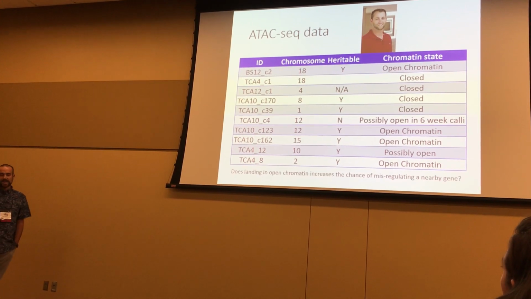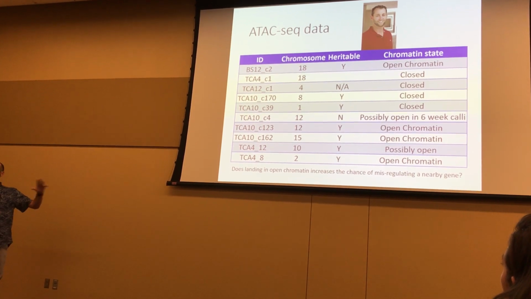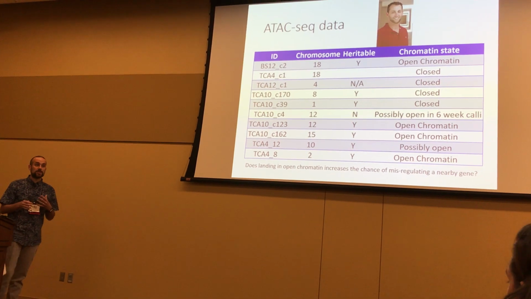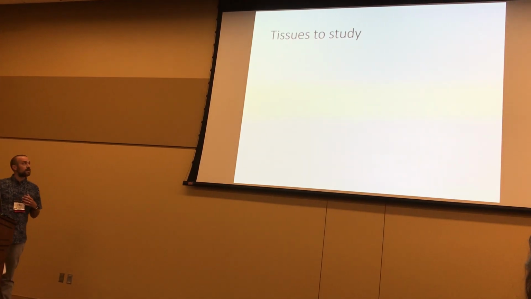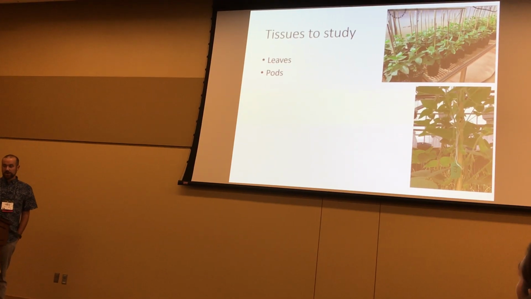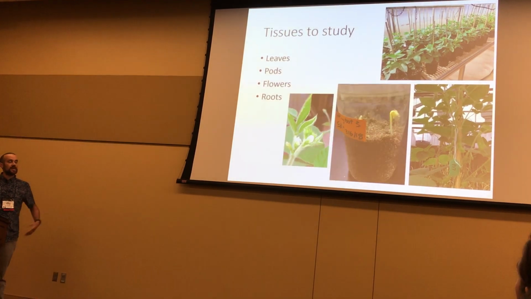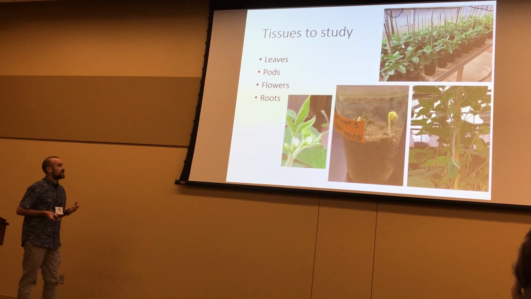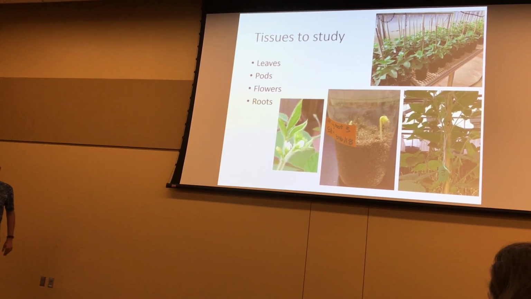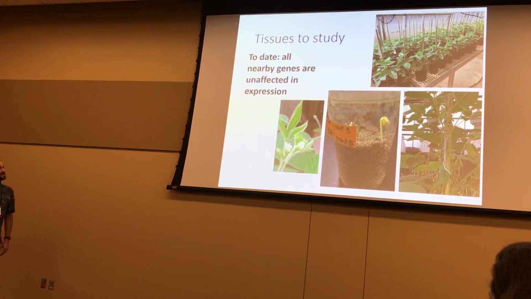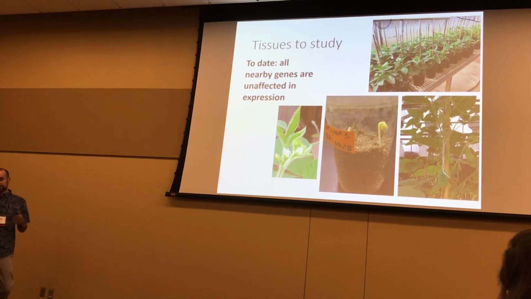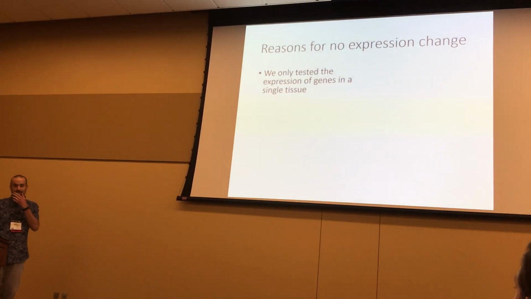It kind of begs the question, well, if this chromatin was open to begin with, are these NPING insertions affecting gene expression nearby? And so to do that, we followed up on a lot of our insertions. We regrouped plants and collected RNA at various stages. So we have all these candidate genes, and some are supposed to be highly expressed in leaves, others in pods, flowers, roots, really all across the plant life cycle. And so far, all the nearby genes are not affected by the transposon, which I thought was interesting, but I think I have some reasons why that might be.